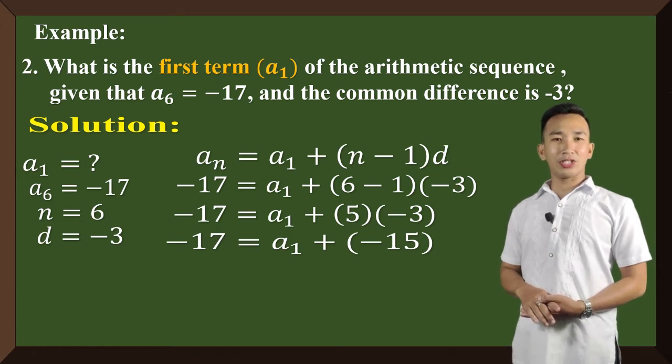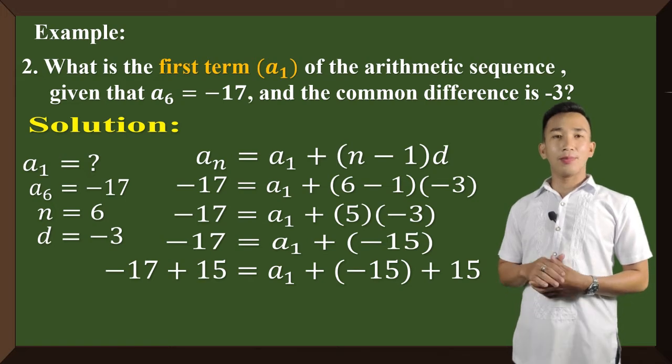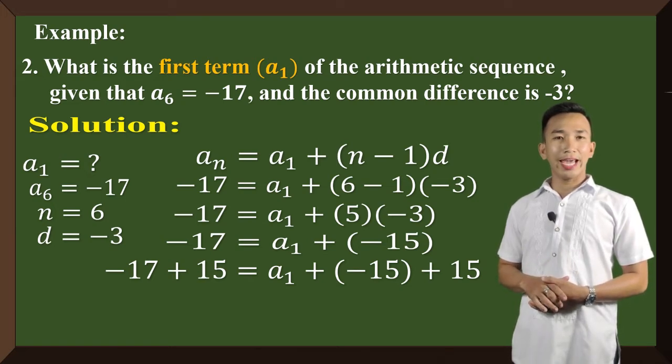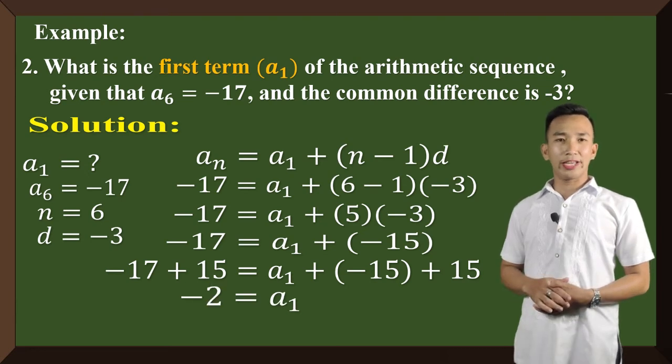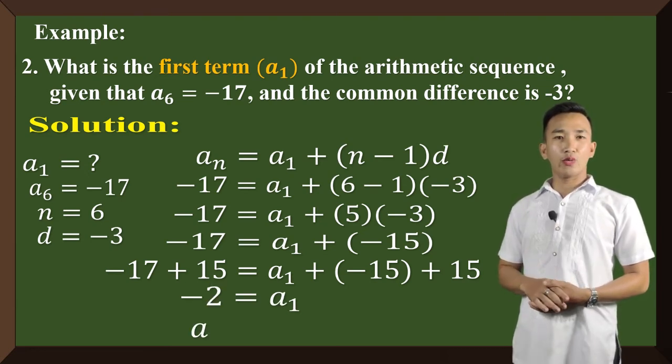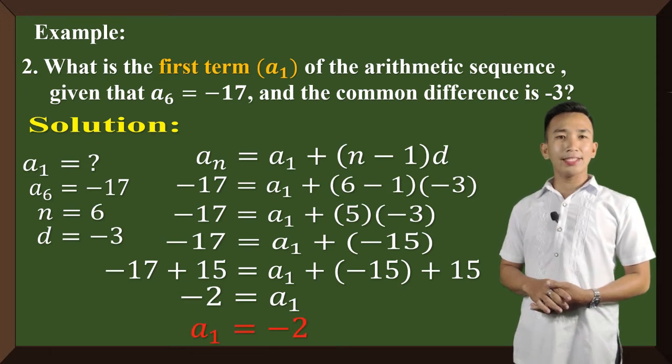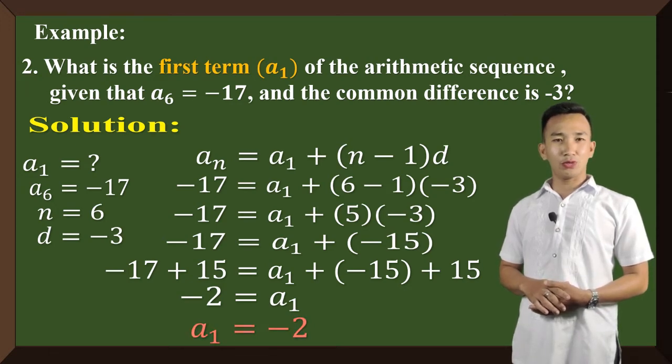Next is to apply the addition property of equality. We are going to add 15 to both sides of the equation. We have negative 17 plus 15 equals a sub 1 plus the quantity of negative 15 plus 15. Simplify. The equation will become negative 2 equals a sub 1, or a sub 1 equals negative 2. Therefore, the first term is negative 2.